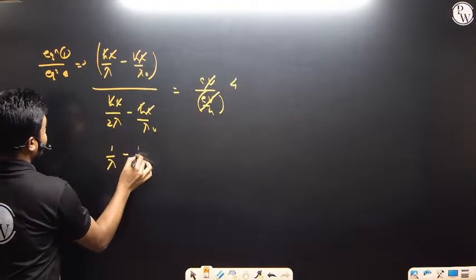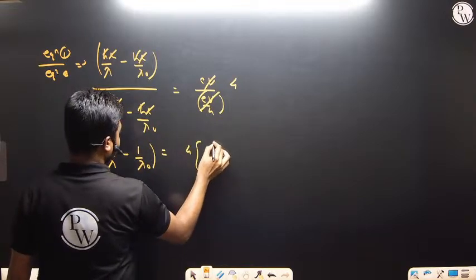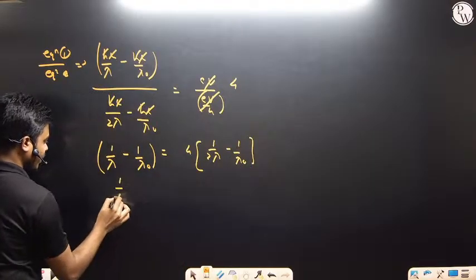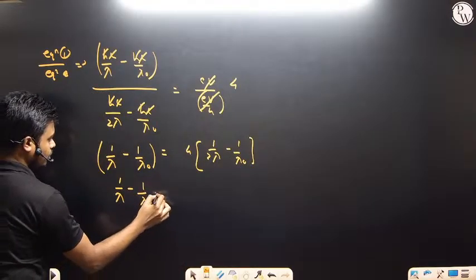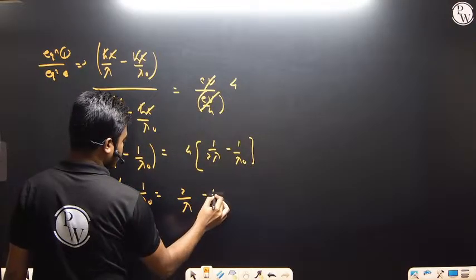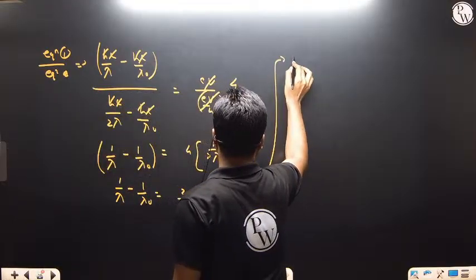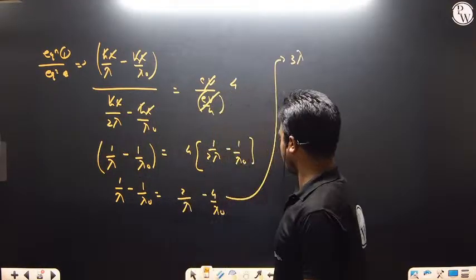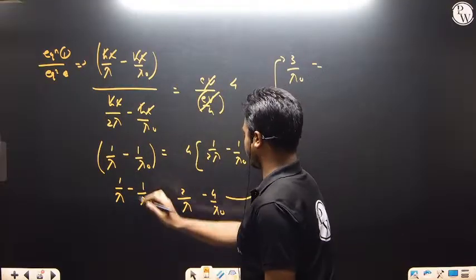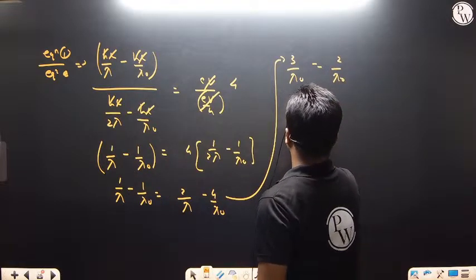So 1 by lambda minus 1 by lambda naught is equal to 4 times of this, 1 by 2 lambda minus 1 by lambda naught. So we are getting 1 by lambda minus 1 by lambda naught equals 2 by lambda minus 4 by lambda naught. So this will be 3 by lambda, and we are having 3 by lambda naught. This will go that side and this will come this side. So we will have 2 by lambda naught from 2 by lambda.